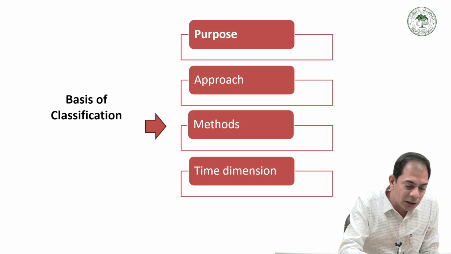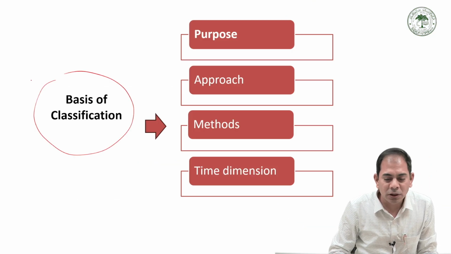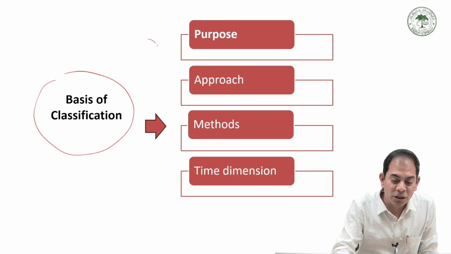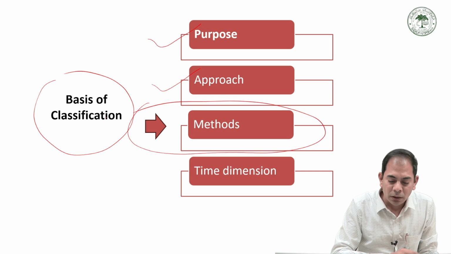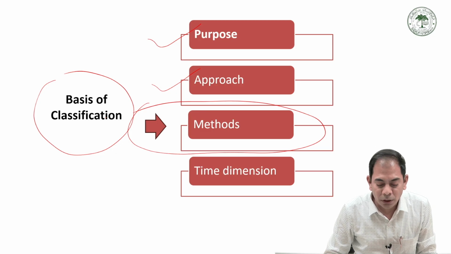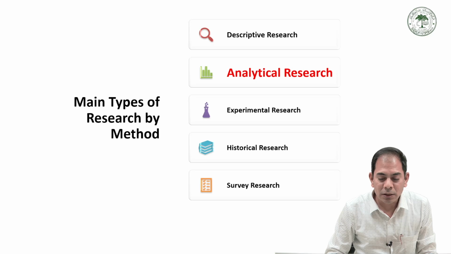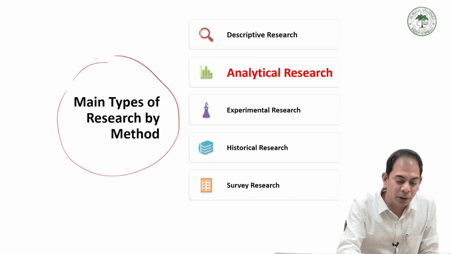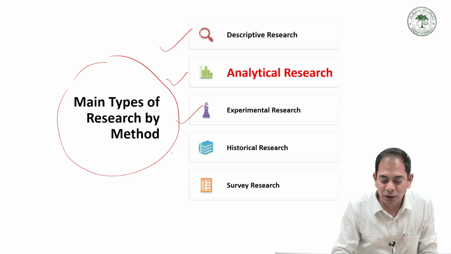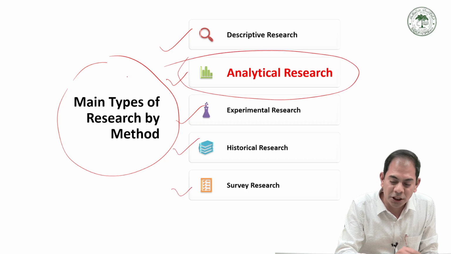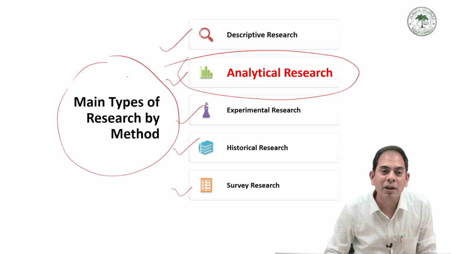The next important thing is the basic classification of research. Research is classified on the basis of purpose, approach, and now we discuss the basis of methods. The main types of research by methods are descriptive research, analytical research, experimental research, historical research, and survey research. So in this session we will discuss analytical research.